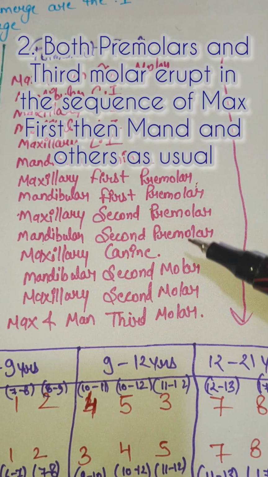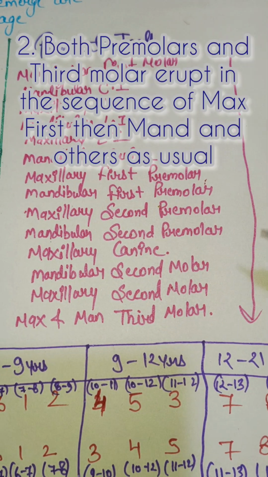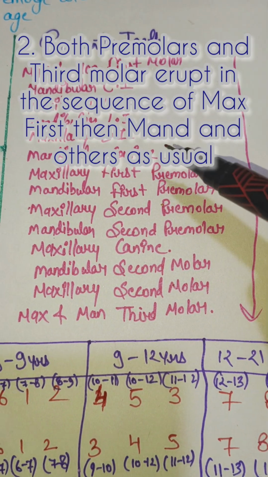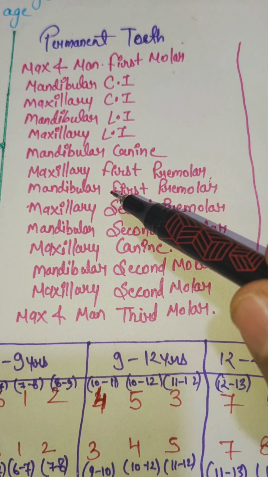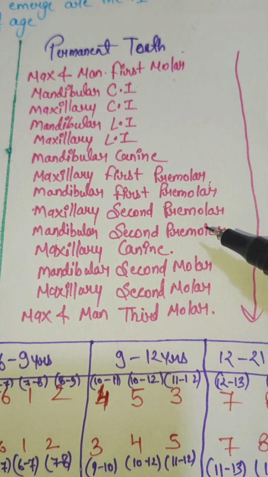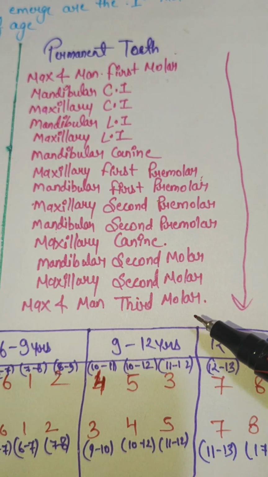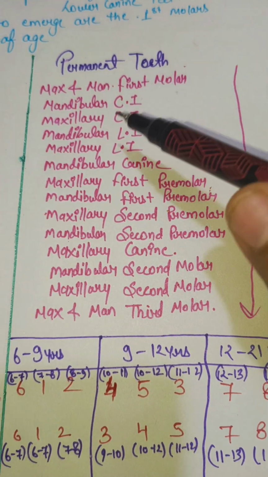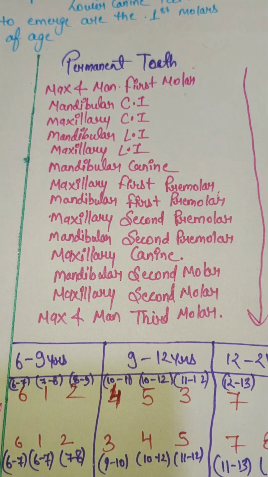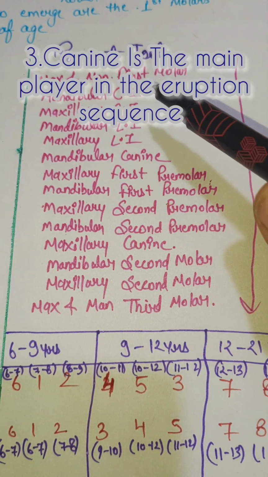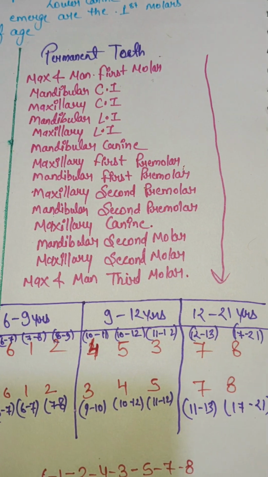Now the second point: all the premolars and the third molar erupt in the sequence of maxillary first, then mandibular. So maxillary first premolar, mandibular first premolar, maxillary second premolar, mandibular second premolar, and maxillary and mandibular third molar. And for the other teeth, like central incisor, lateral incisor, and second molar, mandibular first then maxillary. The second point is complete. And the third point is that the canine is the only player in the eruption sequence of the permanent teeth. So these are the 3 points to keep in your mind.